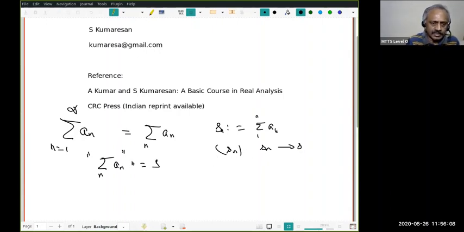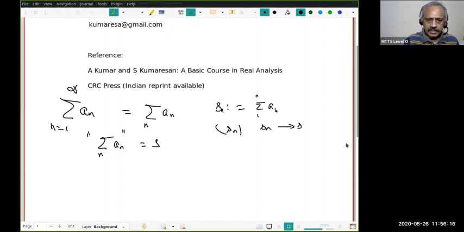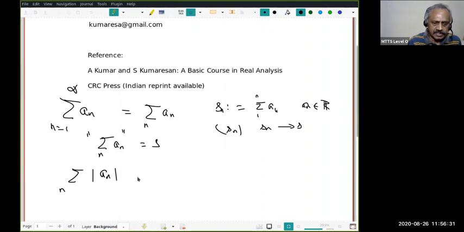So you cannot directly deal with the infinite series as you do with finite sums. You can't do that. Next, when do I say this is absolutely convergent? Assume these are all real numbers; they could even be complex numbers. Look at the series of absolute values. If this series is convergent, then the original is absolutely convergent.